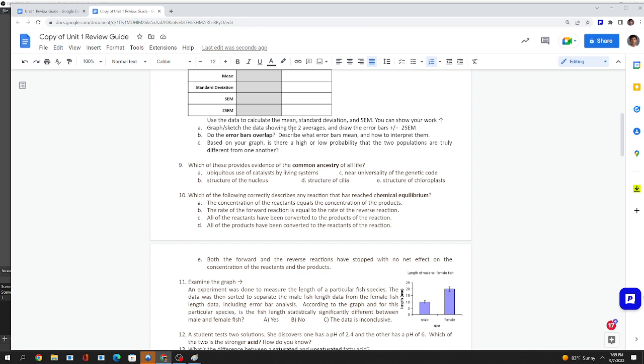Why not A? Each living system has its own use of catalysts. They're all different, so you can't. They all vary. That doesn't really show any form of relation. I don't use the same proteins in my body that a dog would need sometimes.